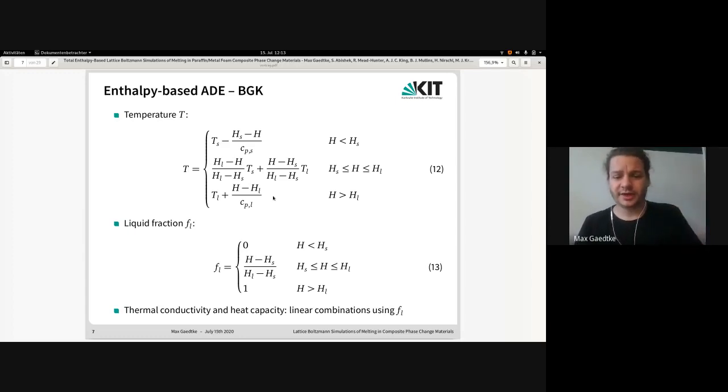Having the liquid fraction, you can calculate the thermal conductivity, heat capacity, and other thermophysical properties, such as the density, for example, as well as the diffusivity, as a linear combination using the liquid fraction.